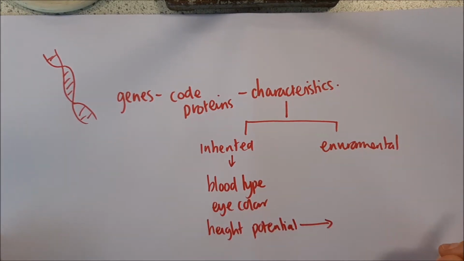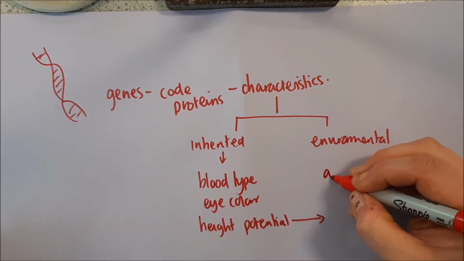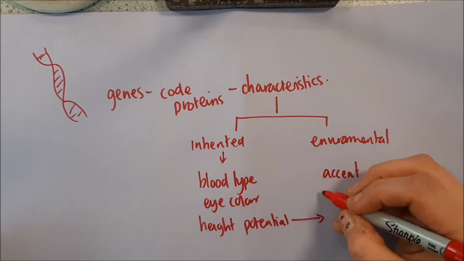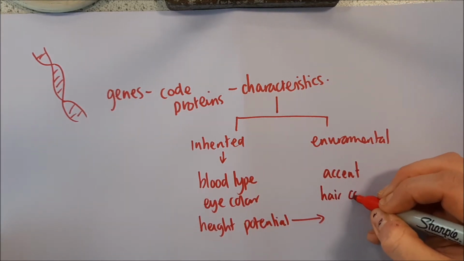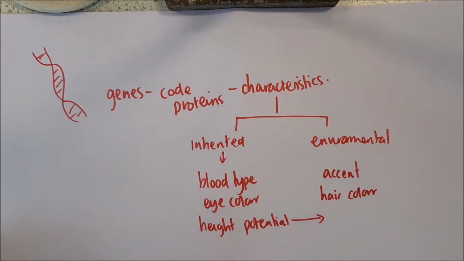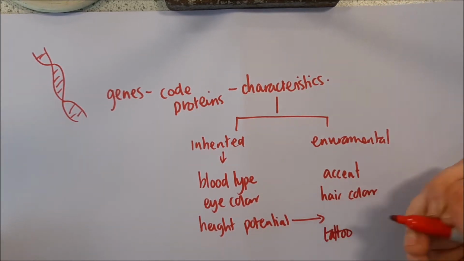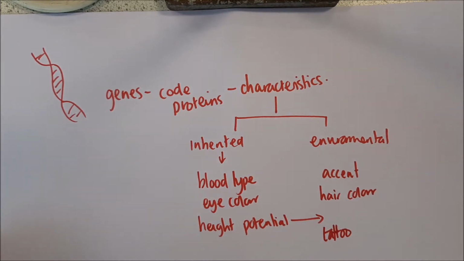Environmental characteristics are things that are governed by your environment. So things like your accent, you don't get born with a certain accent, you pick that up based on the environment. Your hair colour, you may dye that, but your initial hair colour is going to be inherited. Whether you have a tattoo or not. Your weight, your height can also be environmental depending on how much food you have.